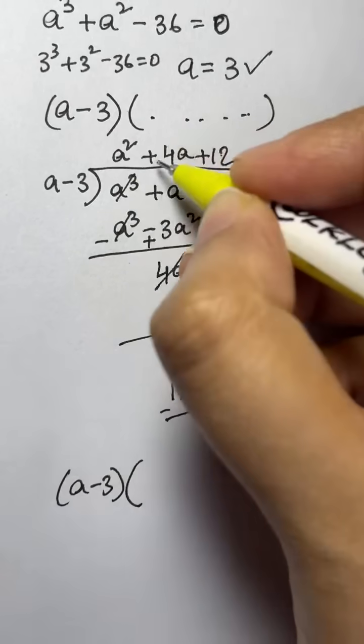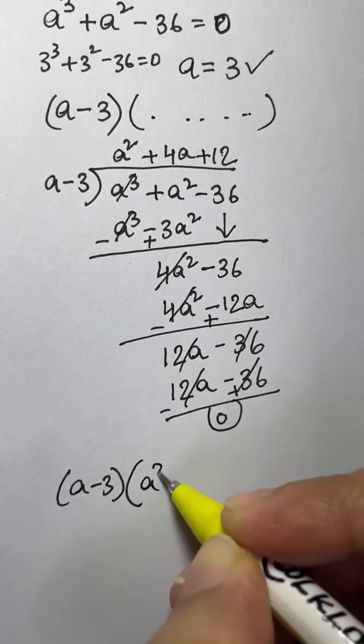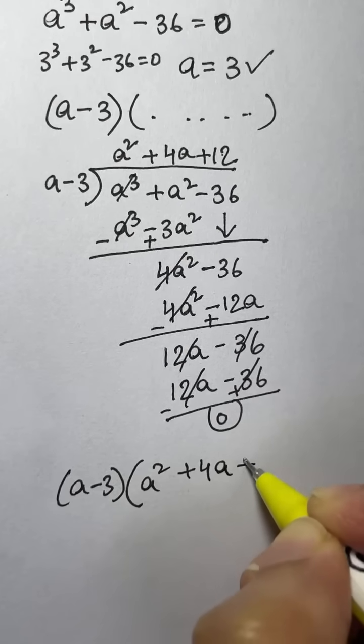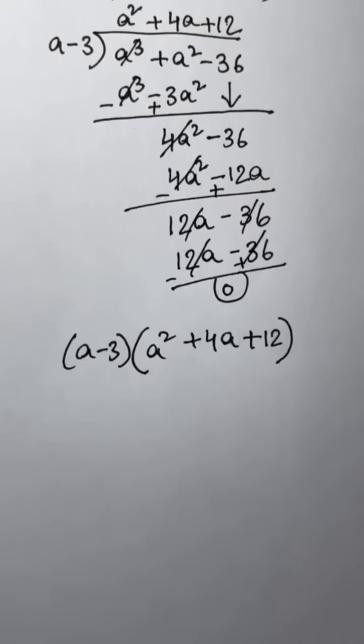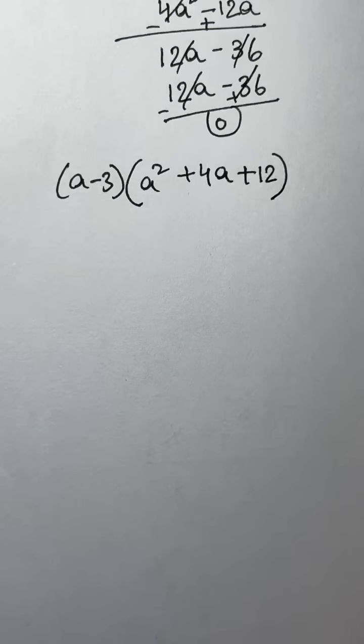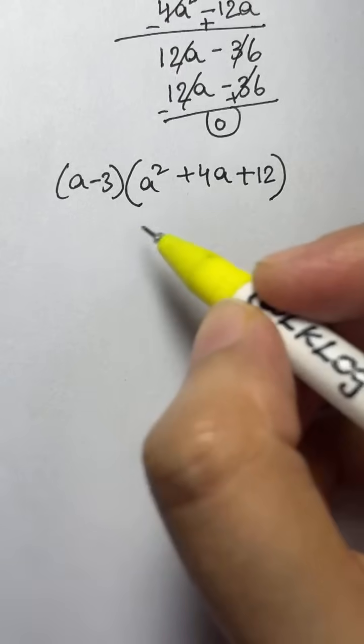What's your quotient which you got? a square plus 4a plus 12. How easy was that using long division methods? You can also use your identities to solve that. Okay, now when we have things solved.